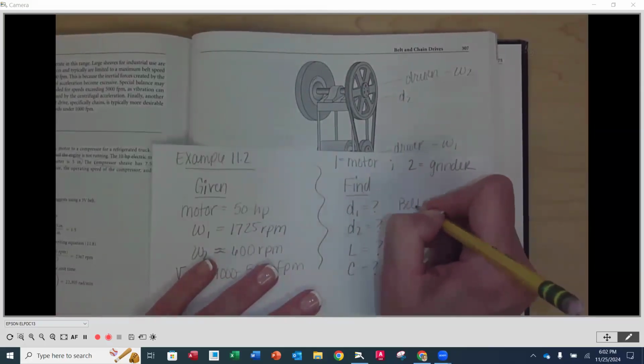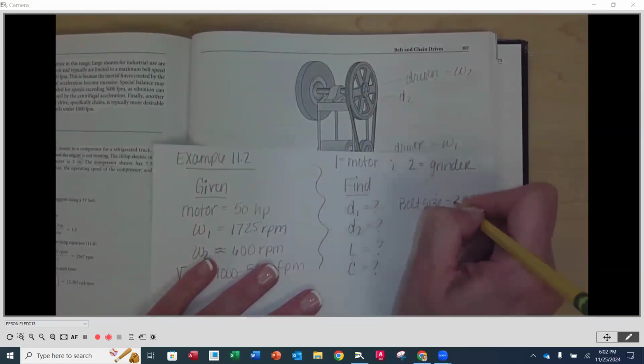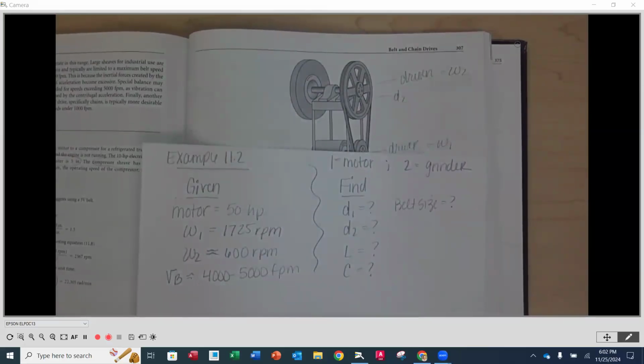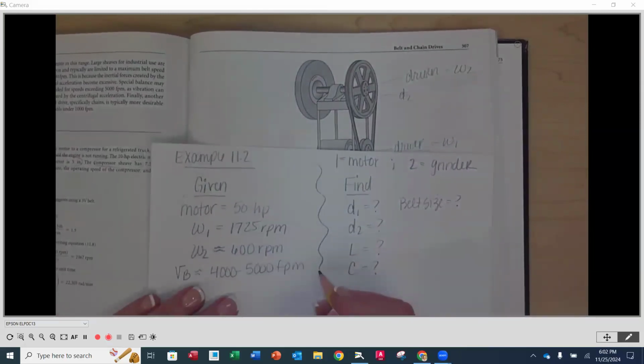So I'm going to list that up here, belt size. Because we can't determine the standard diameters until we know the belt size. All right. And I think that's what I have on my list, so I think we've got everything covered. Did anybody write anything else?